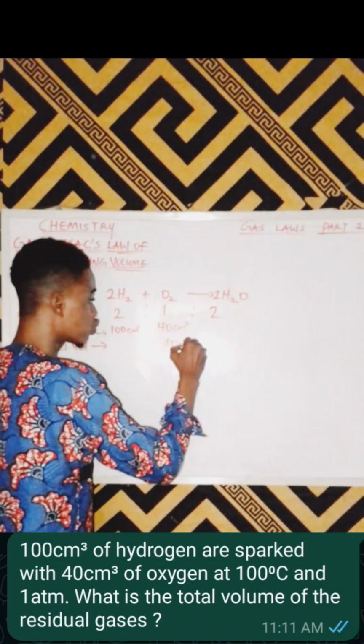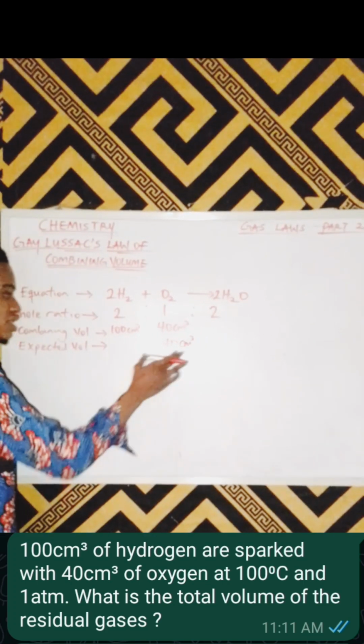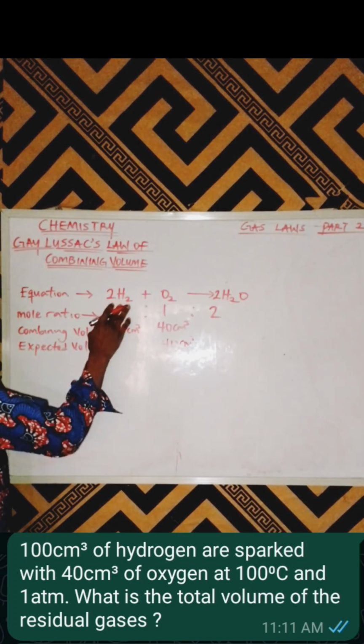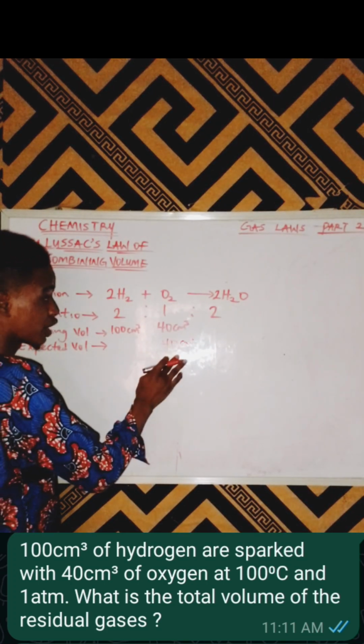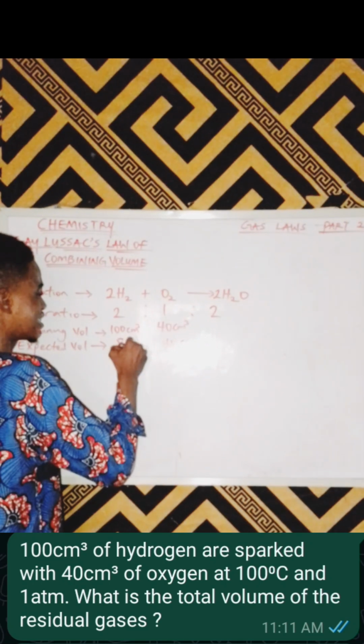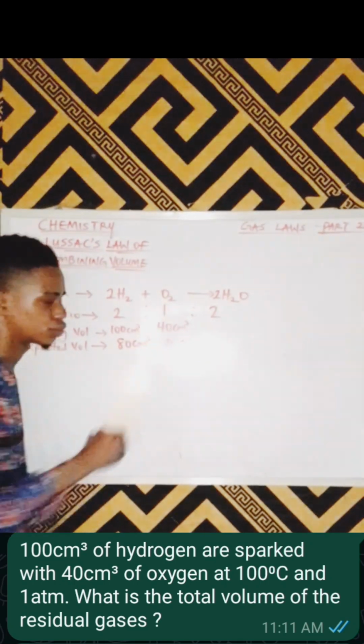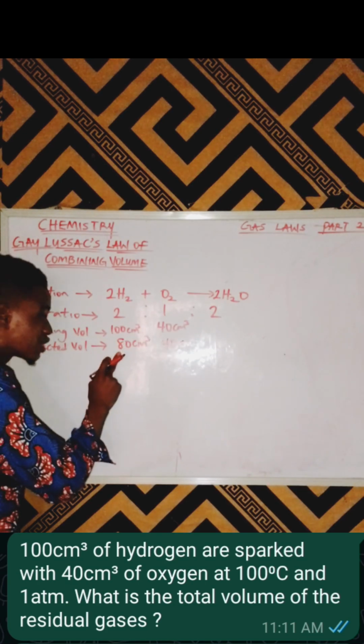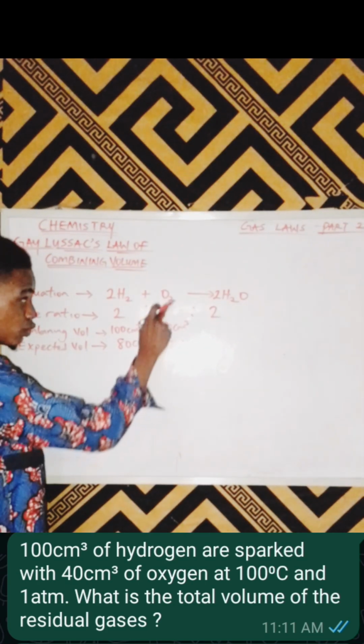So oxygen is 40 centimeter cube. Now, if oxygen is 40, what volume of hydrogen am I going to need to react with 40 centimeter cube of oxygen? That's going to be 80 centimeter cube. I hope you grab it. So 80 centimeter cube of hydrogen is going to react with the 40 centimeter cube of oxygen.